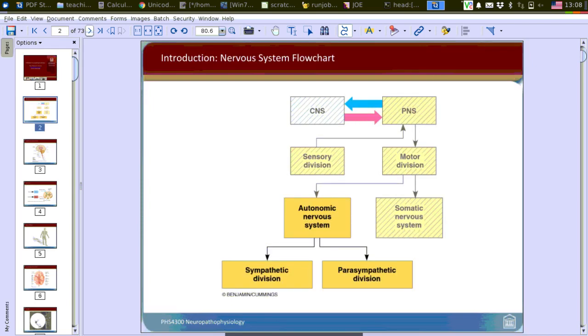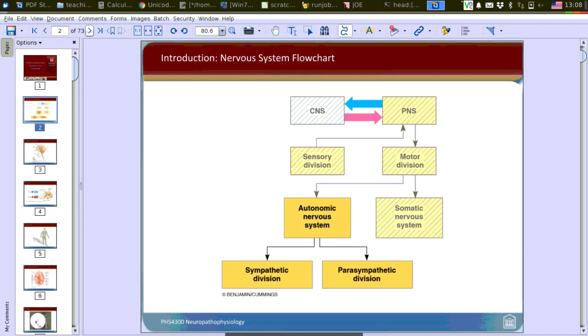The objective of this course will be covered by first an introduction. It will be a brief introduction, which will give you an idea of the organization of the nervous system and some key points that you should have already covered in previous courses.